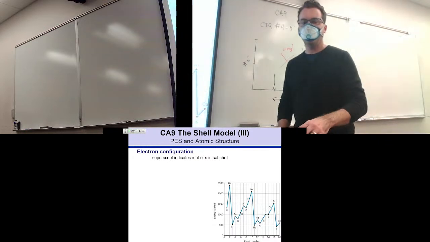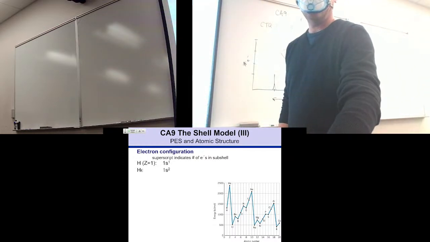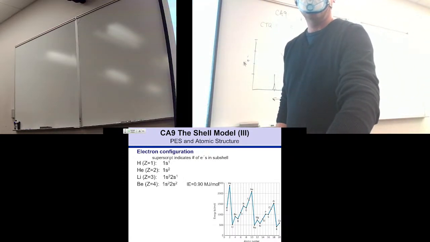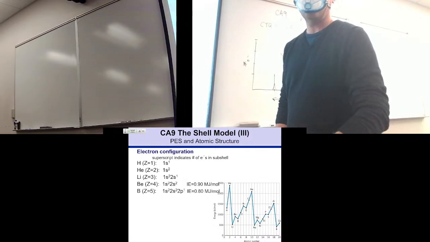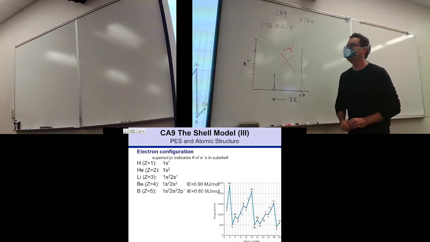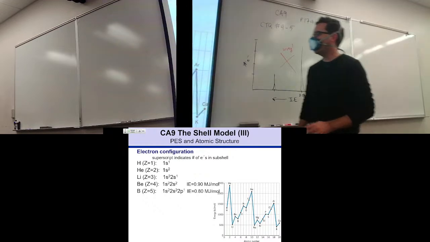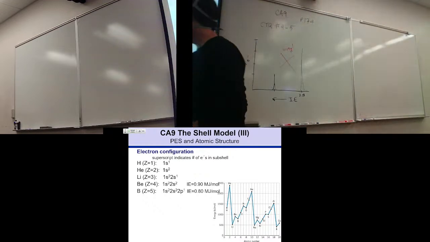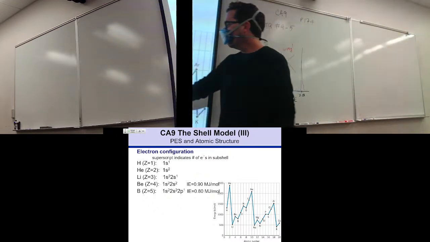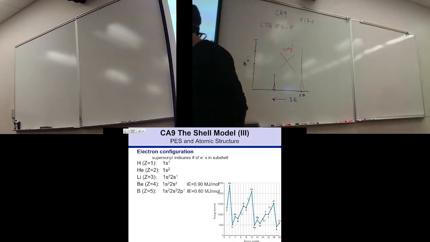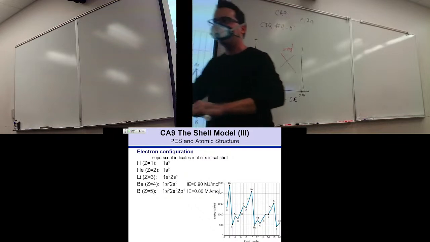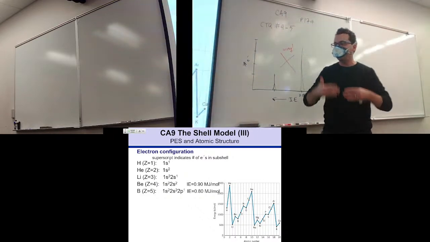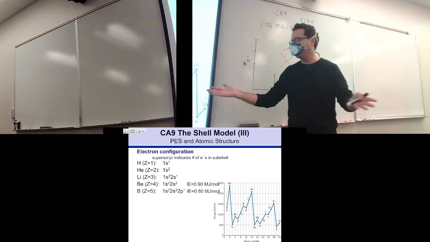Now, this electron configuration actually starts to help explain why the ionization energy trend that we saw before wasn't perfect. So this is easy to understand. Helium dropping to lithium to a really low ionization energy is because we're putting the third electron in a new shell. That new shell is further away.